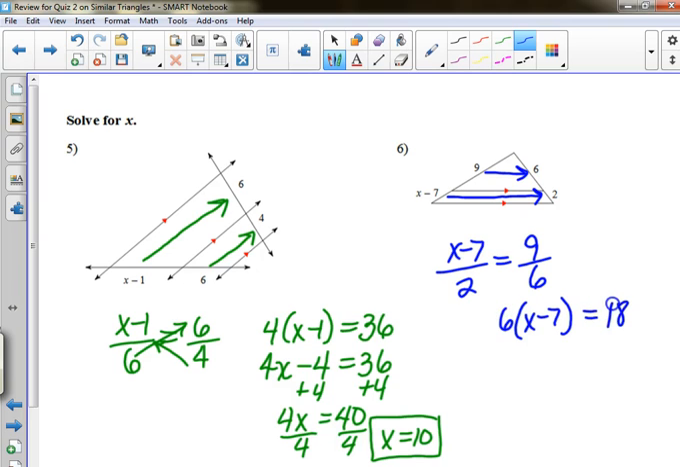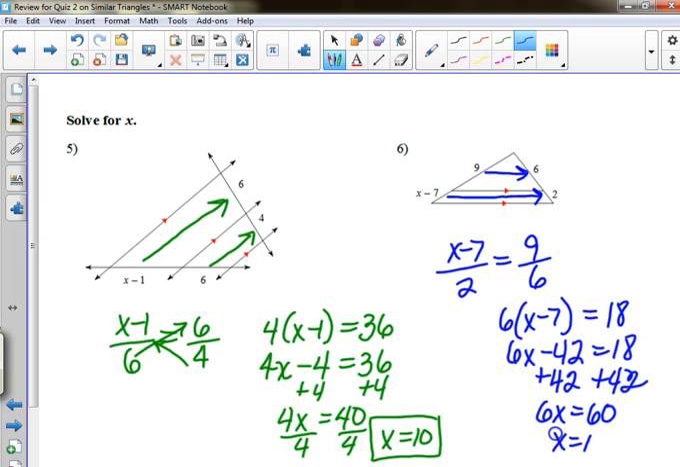9 times 2 is 18. Add 42. Get 60. So x is 10 again.